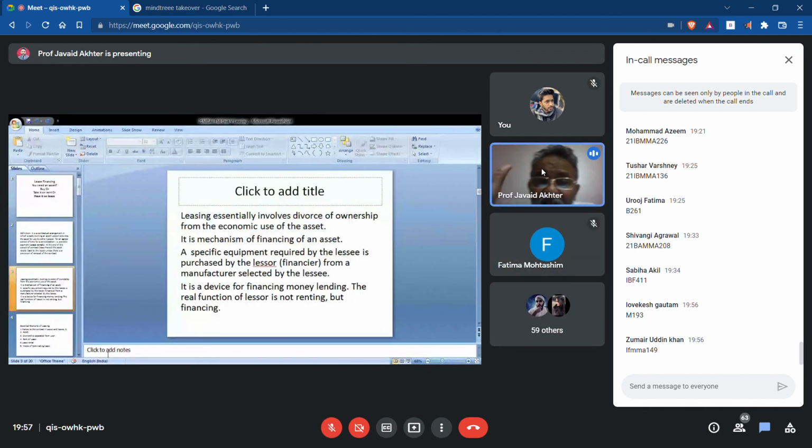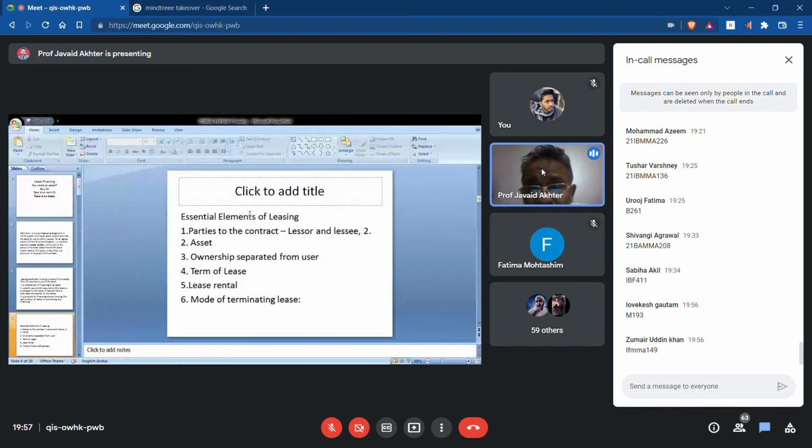Yes, sir. So leasing essentially involves divorce of ownership. When I say divorce of ownership, it means A was owner, ownership will remain with him, but he will give the lessee the right to use. He will use the asset. Now, when I say ownership and right to use, from the accounting point of view, what difference does it make? Does it make a difference or does it not? Is my question clear to you?